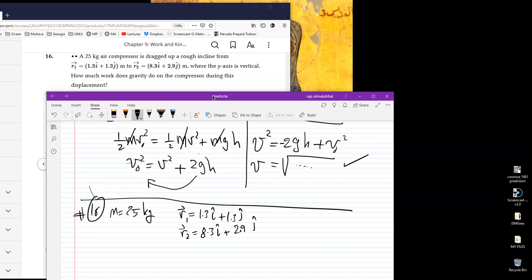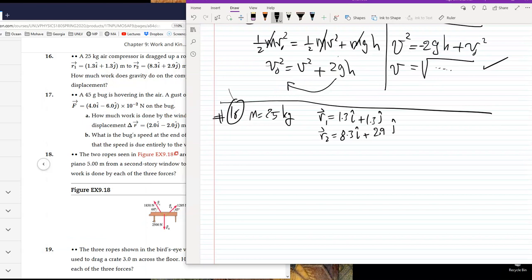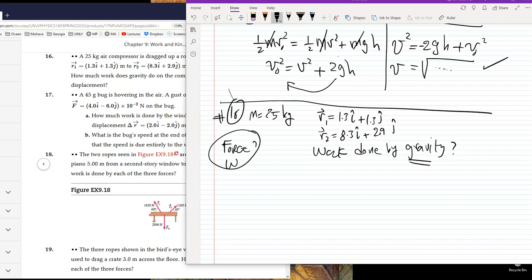How much work does gravity do on the compressor during this displacement? So we want to know the work done. In other words, what is the force here? He's asking for the work done by gravity. What does he mean by gravity here? Gravity here means the weight of that box, okay? So the force here is really the weight. So he said, how much work is done by the weight? That's really what he's saying.